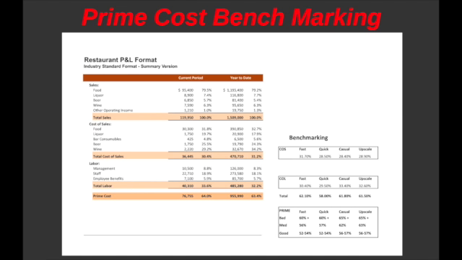Now let's look at the cost of labor. Fast food, the median 30.4%. Quick service 29.5%. Casual dining 33.4%, and fine dining 32.6%. So looking at the totals, we see 62.1, 58, 61, and 61.5.